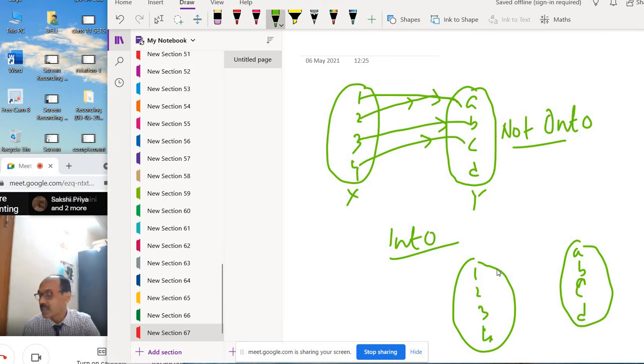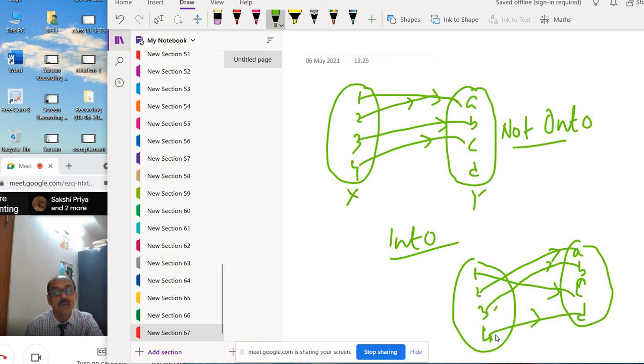One-one and onto function means, suppose image of 1 is C, image of 2 is A, image of 3 is B, and image of 4 is D. See, so this type of function is one-one onto. No element is left which has no pre-image. All elements A, B, C, D have pre-images 1, 2, 3, 4, and all the elements have distinct images.